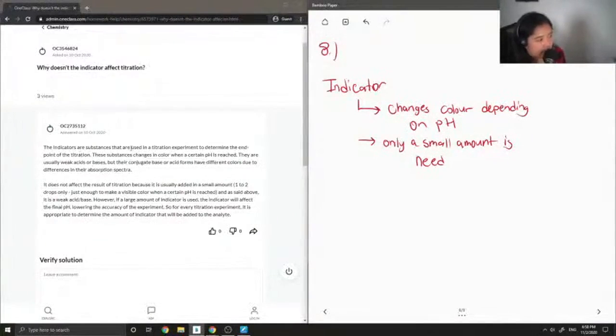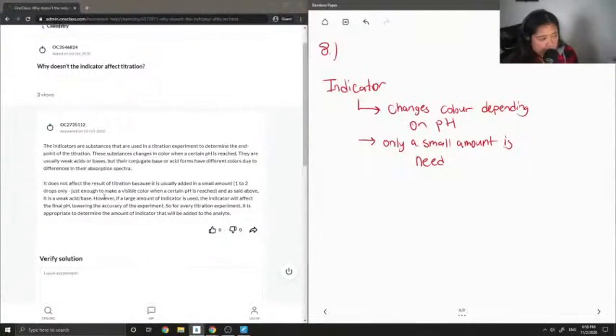Indicators are substances that are used in a titration experiment to determine the endpoint of the titration. These substances change color when a certain pH is reached. They are usually weak acids or bases, but their conjugate bases or acid forms have different colors due to differences in their absorption spectra. It does not affect the result of titration because it is usually added in small amount, 1 to 2 drops only, just enough to make a visible color when a certain pH is reached. And as said above, it is a weak acid/base.